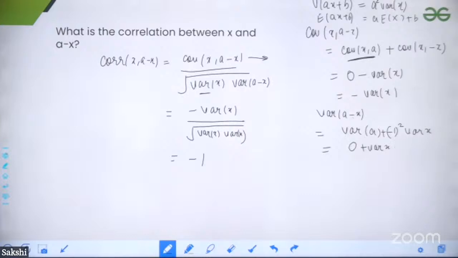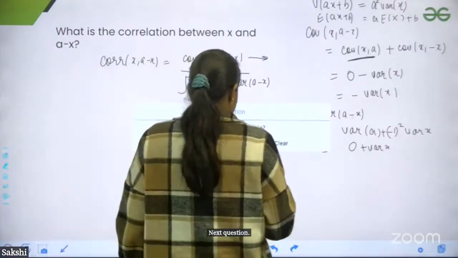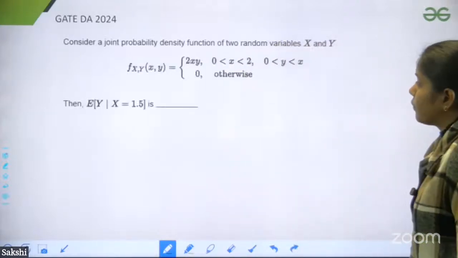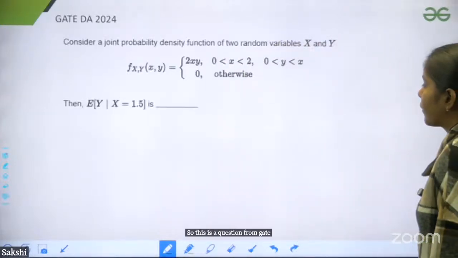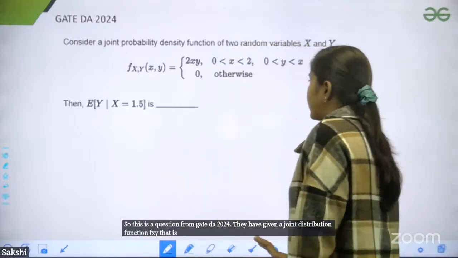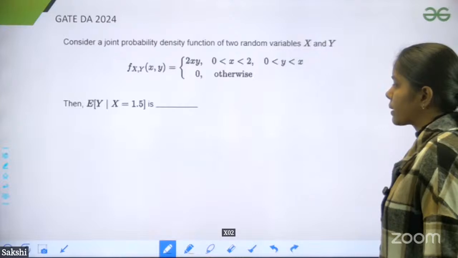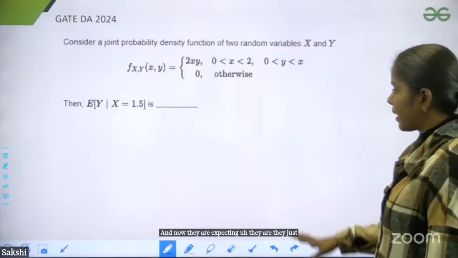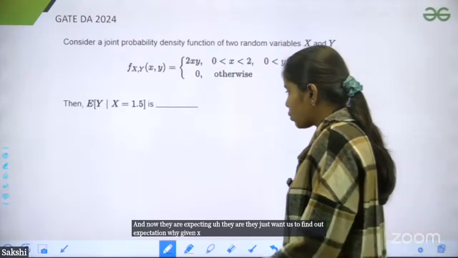Okay, great. Let's solve the next question. This is a question from GATE DA 2024. They have given a joint distribution function f(x,y) equal to 2xy, with x from 0 to 2 and y from 0 to x. They want us to find the expectation of y given x equals 1.5.